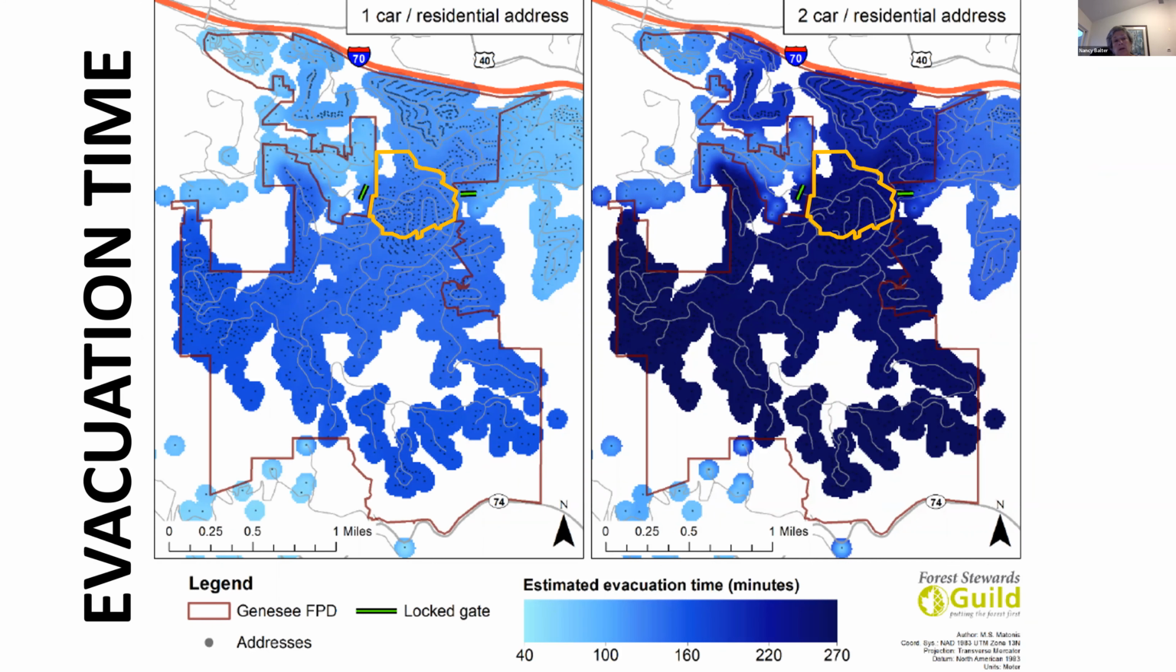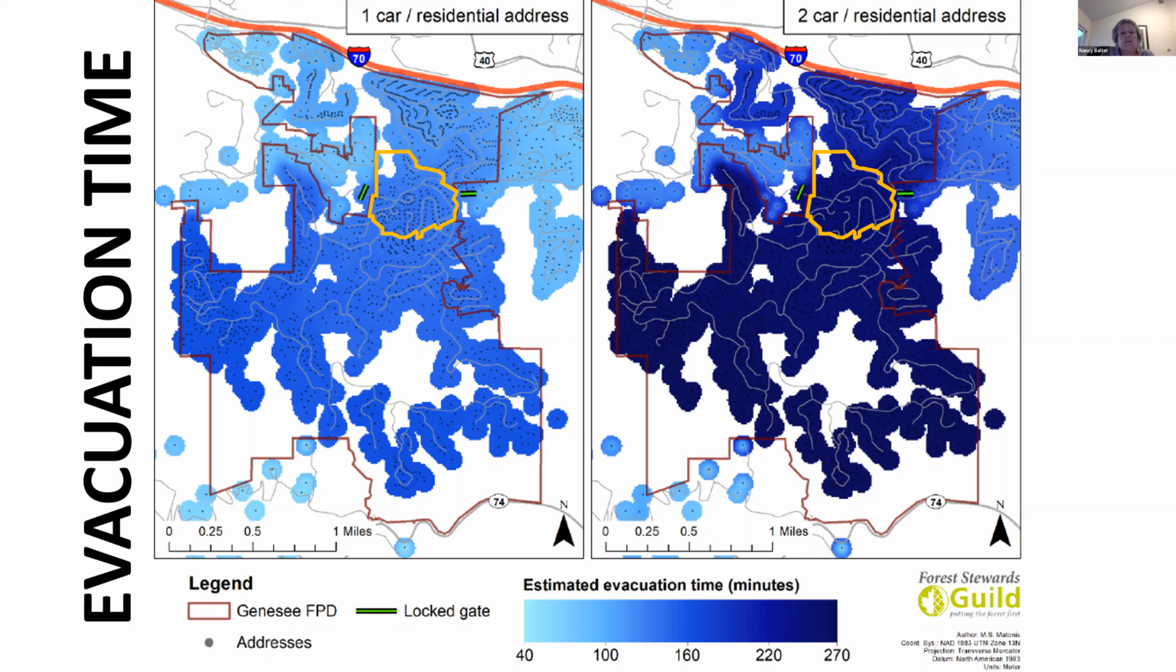So the CWPP included evacuation modeling, and it assumed that the entire fire protection district got evacuation notices at the same time, and modeled if everybody took one car versus everybody taking two cars. What the takeaways from this slide, you guys live in the front section. Remember, everybody has to exit to I-70. It's the only way out of the community.